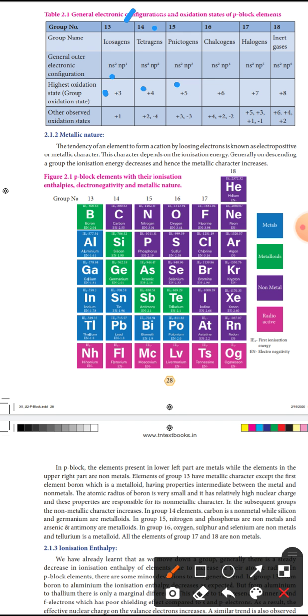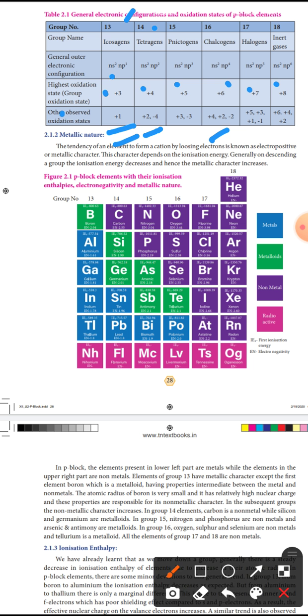Okay, highest oxidation state: 13th group plus 3, 14th group plus 4, 15th group plus 5, 16th group plus 6, 17th group plus 7, 18th group plus 8. Other oxidation states: 13th group may have plus 1, 14th group plus 2 and minus 4, 15th group plus 3 and minus 3, 16th group plus 4, plus 2 and minus 2, 17th group plus 5, plus 3, plus 1, minus 1, and 18th group plus 6, plus 4 and plus 2.